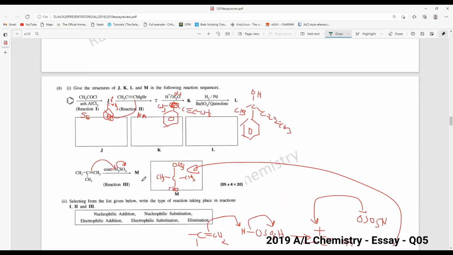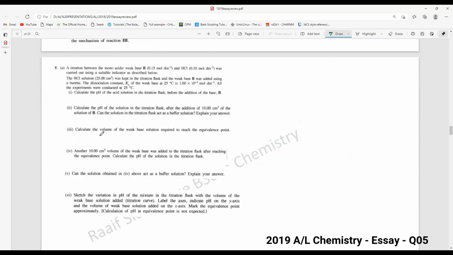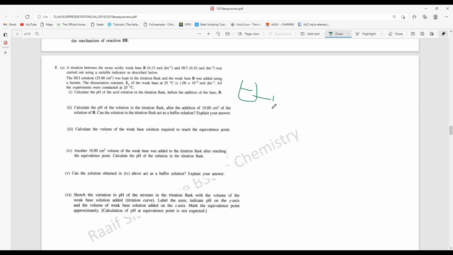Okay, so we are moving into the last question. So question number 5. Right, this is very, very straightforward, I would say. So a titration between the monoacidic base B. So let's do it like this. So we have B here.